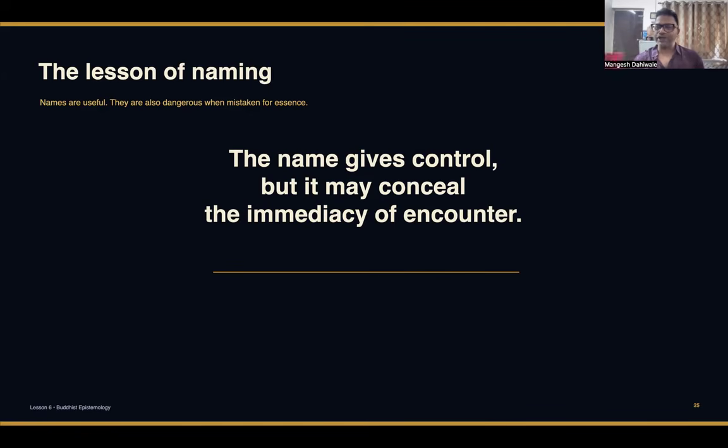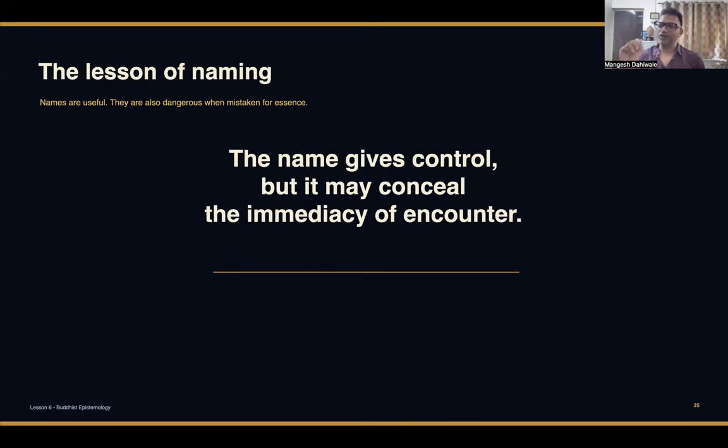So it's okay to call this a cup, but I fix it as the cup, as an object, but forget its reality that it's fragile, it can break, it's undergoing changes all the time, as we have seen. It doesn't have inherent essence, as we have seen in the previous lesson. And I assume that this cup is never going to break, hold on to it. But the reality of the cup is that someday it's going to break. So what the Buddhists are trying to say is that names are useful, but they can also be dangerous when mistaken for essence.